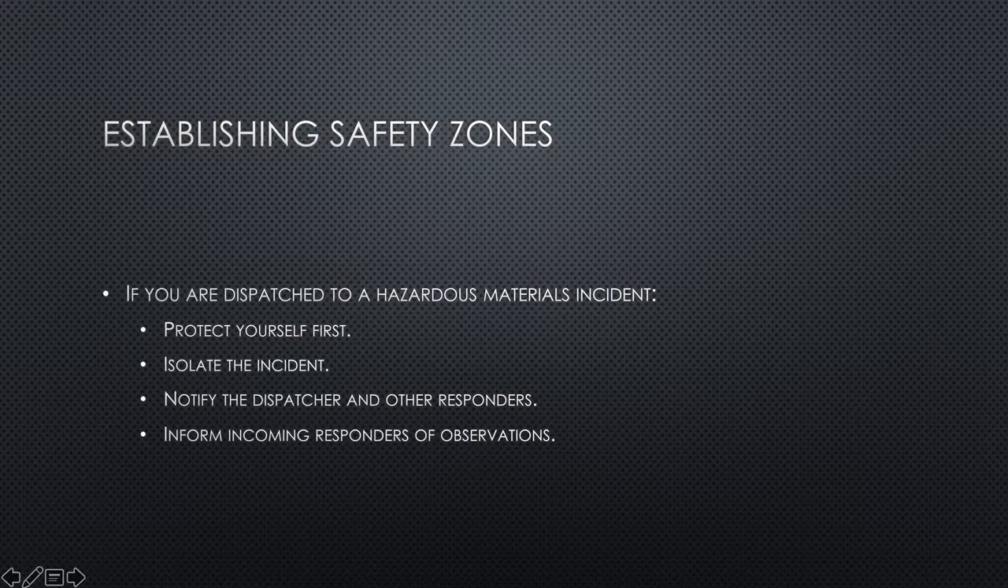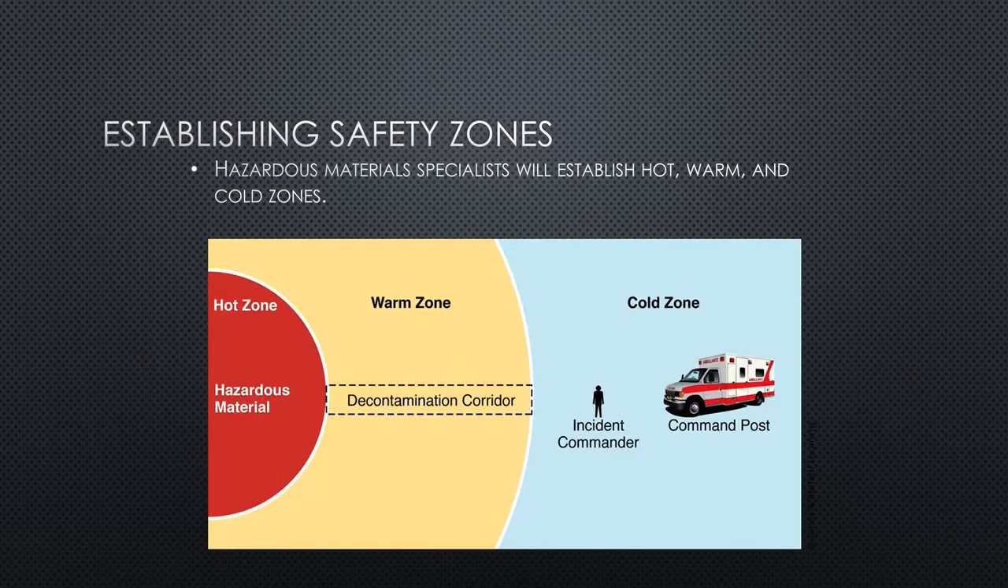The ERG can help determine your initial isolation distances. So you're going to go based on your spill or leak estimates or chemical exposure estimates. Look this up in the ERG and then find out your initial isolation distance. Notify your dispatcher and any other responders of the distance for isolation. Inform incoming responders of what you observe about the wind direction, terrain features, and a safe response route. And make sure you let them know where they're staging so you can maintain a nice egress corridor.